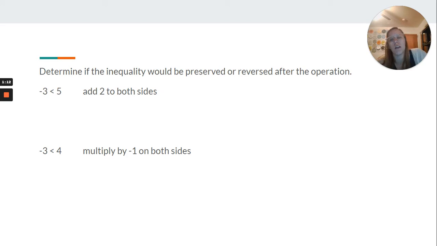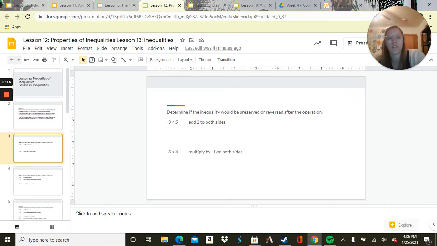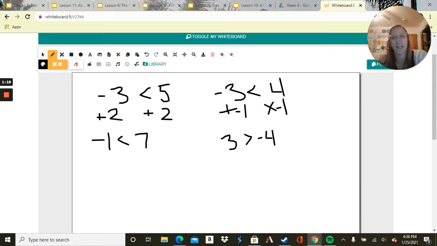So the inequality symbol is then reversed. So determine if the inequality would be preserved or reversed after the operation. So we're going to actually do this on the whiteboard. So we add 2 to both sides. Now we're adding or subtracting any number, so it's going to be preserved. And now that we did that, is the inequality still correct? Yes. Negative 1 is less than 7.